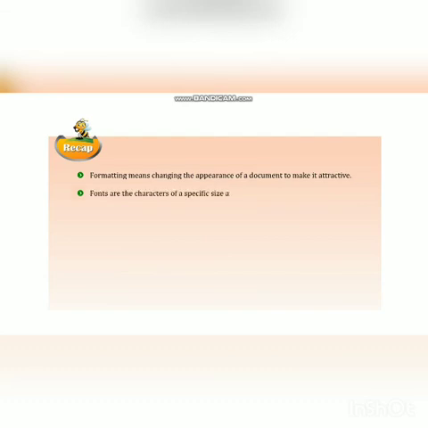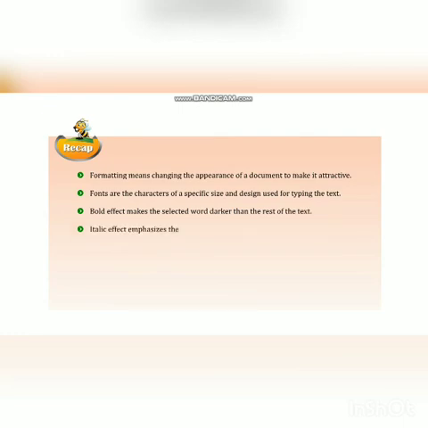Okay students, let us take a recap of this chapter. Formatting means changing the appearance of a document to make it attractive. Fonts are the characters of a specific size and design used for typing the text. Bold effect makes the selected word darker than the rest of the text. Italic effect emphasizes the text by slanting it to the right. Underline effect places a line under the selected text along with spaces.